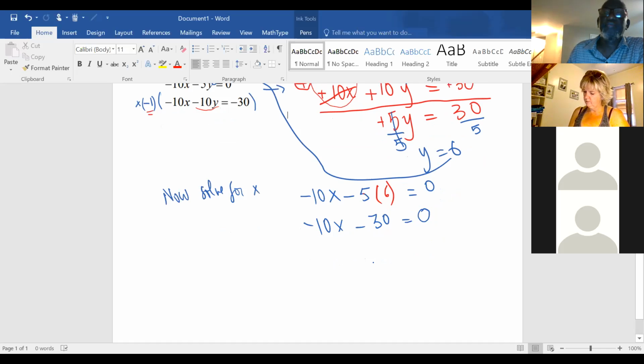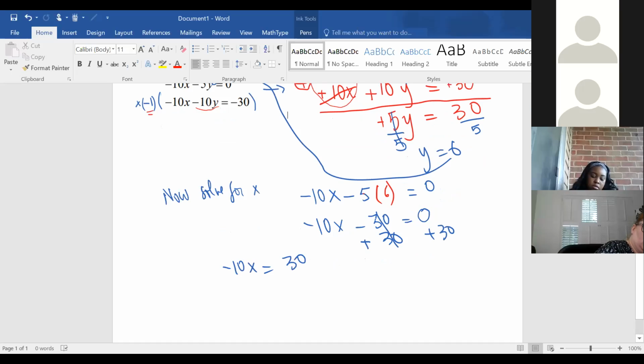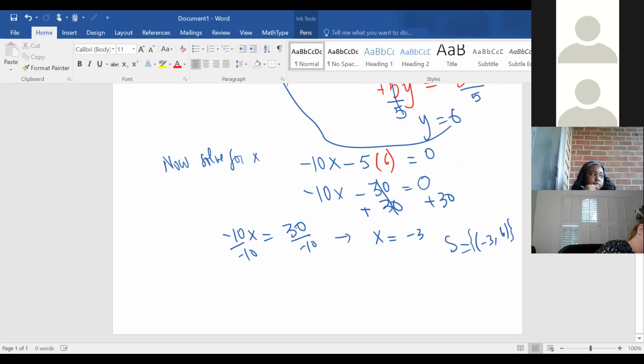What do you do next? Plus 30 on both sides. So we get negative 10x is equal to 30, and then divide by negative 10. So x is equal to negative 3. So my solution is negative 3, comma 6. We always have to add the 6. Let me not forget that. Negative 3, comma 6, okay?